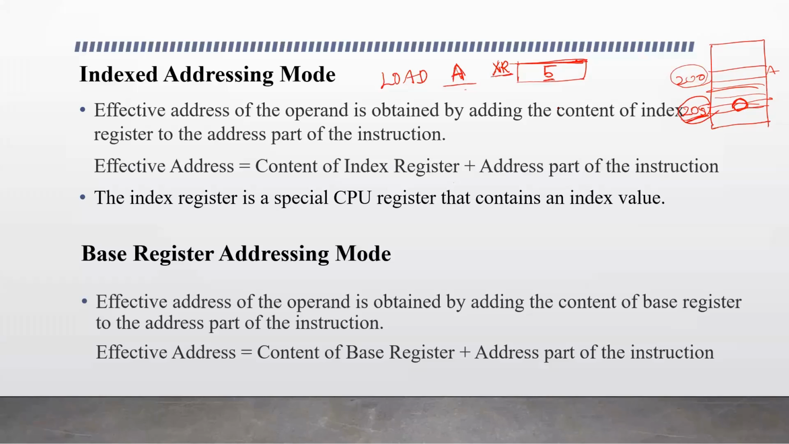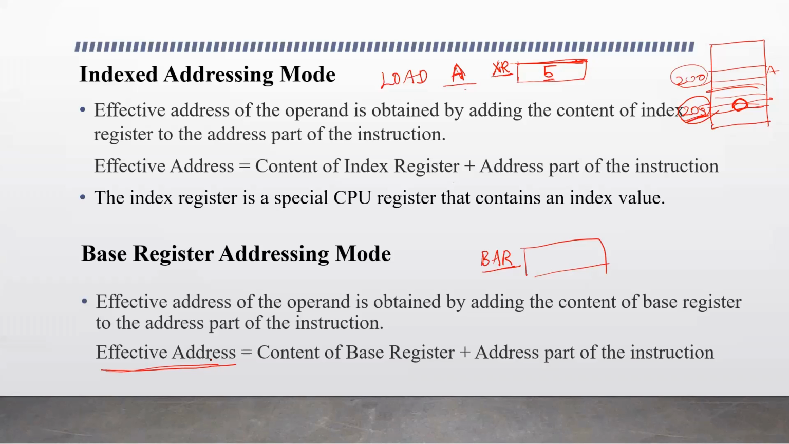And base register addressing mode. In the CPU we have a register called the base address register. This will hold the address of the instructions. So when the address part of the instruction is added to the content of the base register, we get the effective address. Here in this base register addressing mode, the effective address is obtained by adding the content of the base register to the address part of the instruction.